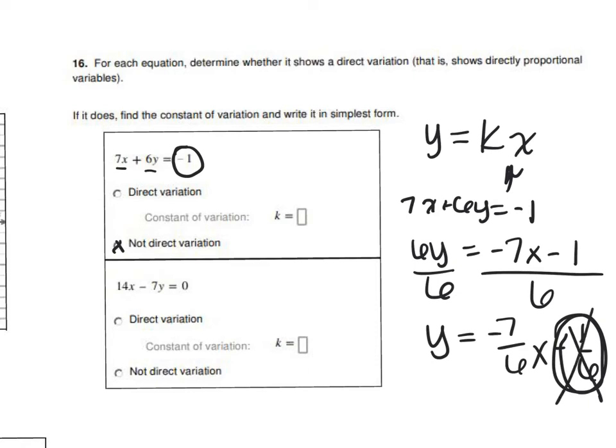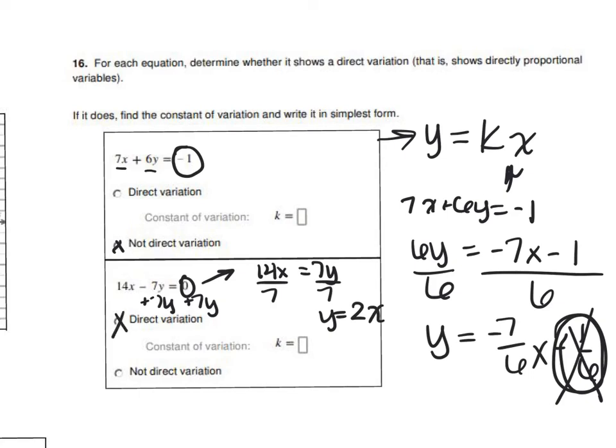Down here, I've got 14x minus 7y equals 0. Well, I can put this in the form of direct variation because we have just a 0 here. So I get 14x. I'm going to add 7y to both sides. I want to put it in the form y equals k times x. And I'm left with 14x equals 7y. I'm going to divide by 7, and I'm left with y equals 2 times x. Well, yes, that's direct variation. There's nothing extra, and my k value is 2.